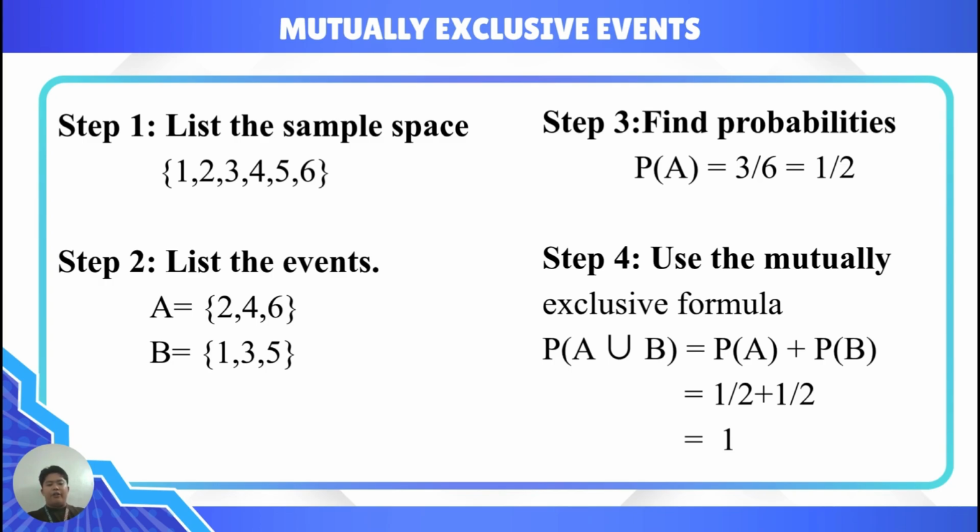Next is step 4, the mutually exclusive formula. We need to apply the formula, which is the probability of A union B equals the probability of A plus the probability of B. The probability of A is 1/2, and the probability of B is also 1/2. So we just need to add the two events. 1/2 plus 1/2 equals 1.